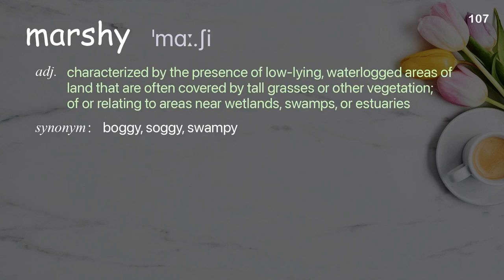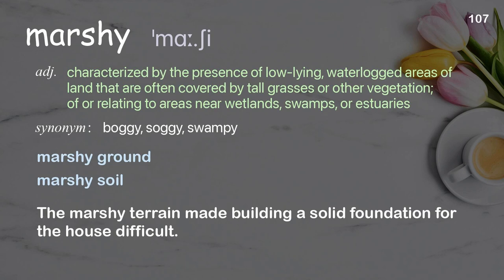Marshy. Characterized by the presence of low-lying, waterlogged areas of land that are often covered by tall grasses or other vegetation; of or relating to areas near wetlands, swamps, or estuaries. Examples: Marshy ground. Marshy soil. The marshy terrain made building a solid foundation for the house difficult.